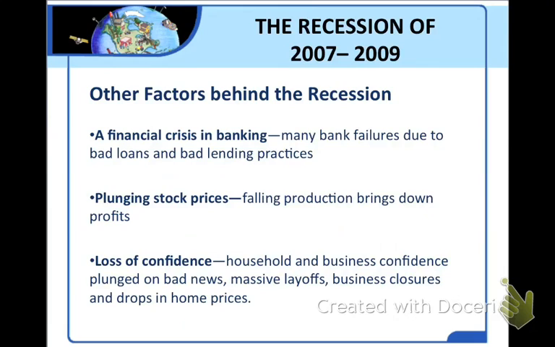News media delivered nonstop bad news: bank failures, businesses closing, massive layoffs, and further drops in home prices. TV commentators and even some government officials warned of the possibility of another Great Depression. Those who had jobs worried that they might be laid off, and they cut back further on their spending. And business firms, uncertain about the economy's future, canceled planned spending on new capital equipment.